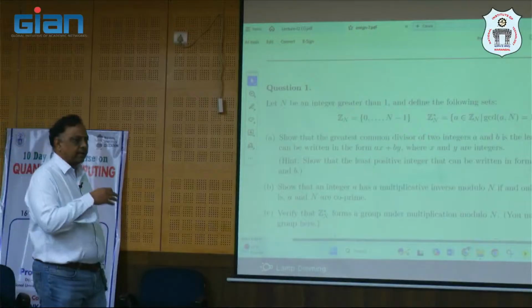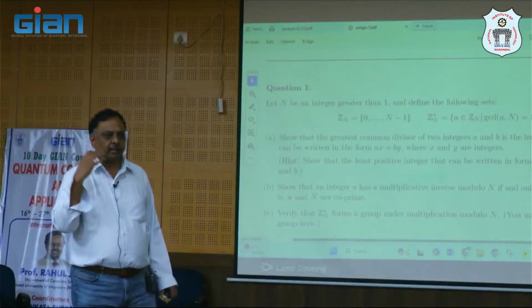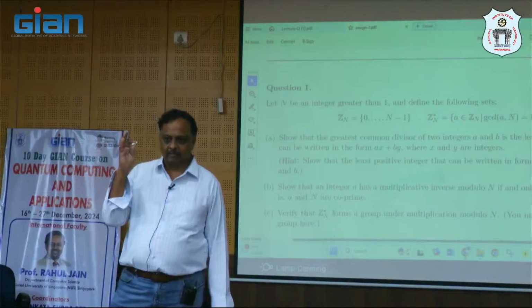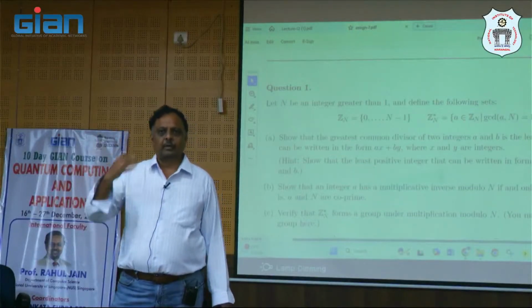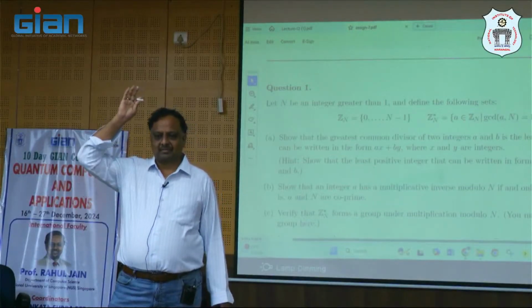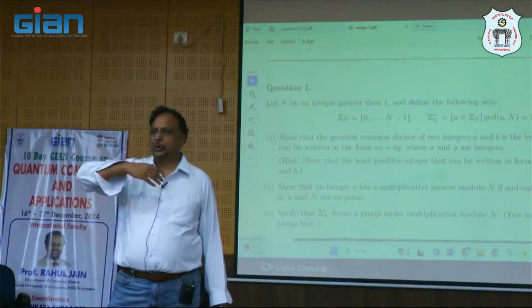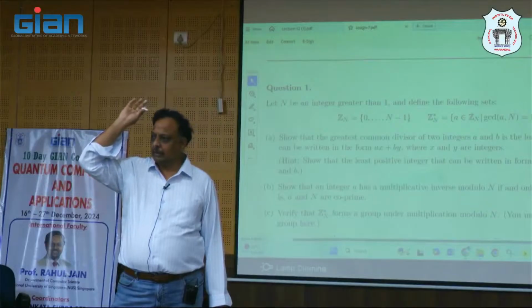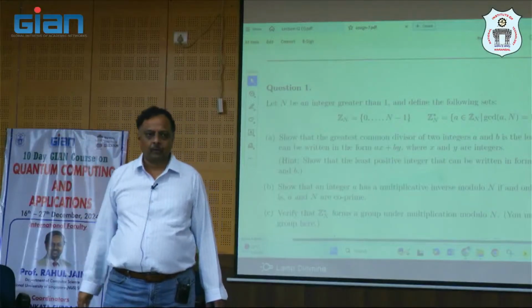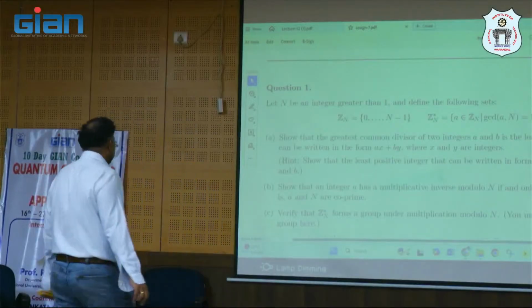Good. So we got that it is closed under multiplication and it has a multiplicative inverse. Every element has a multiplicative inverse. So that means it's a group. Okay. Later you can also try to show that this multiplicative inverse is also unique. Okay. So it's a group. Fantastic.